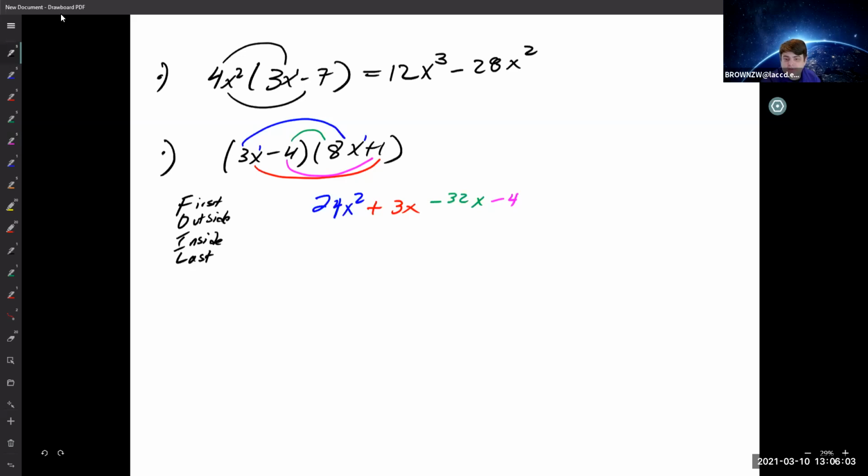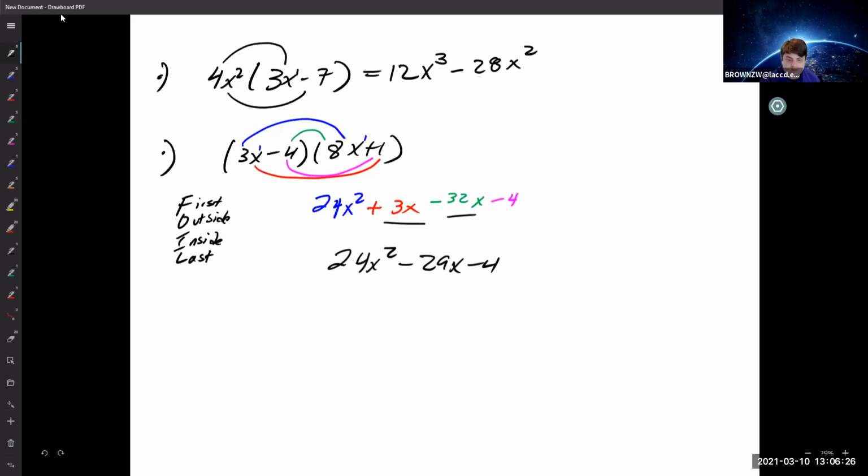So then from here, we're just going to combine any like terms we have. So we have a 3x and a -32x. So 3 minus 32 is going to give me -29x minus 4. So that's kind of one way to work out this expression.